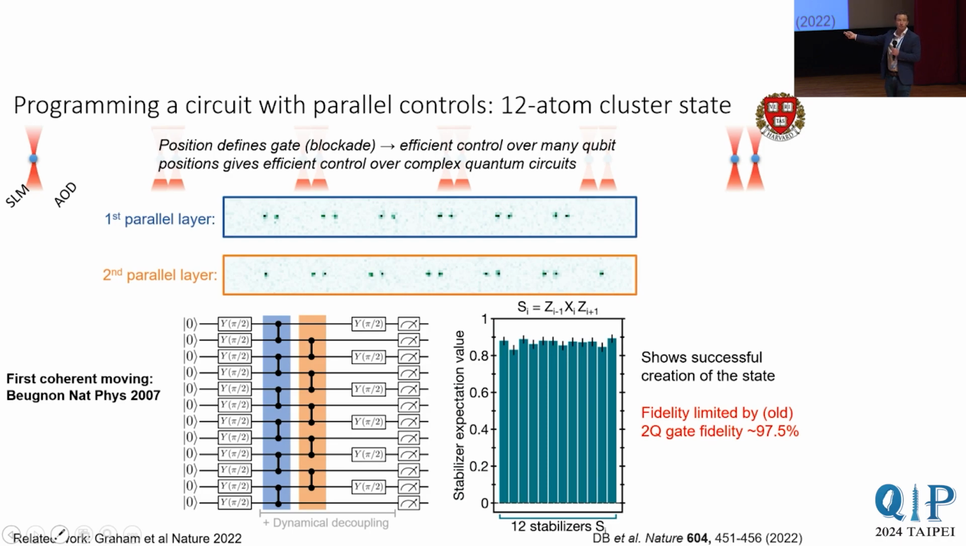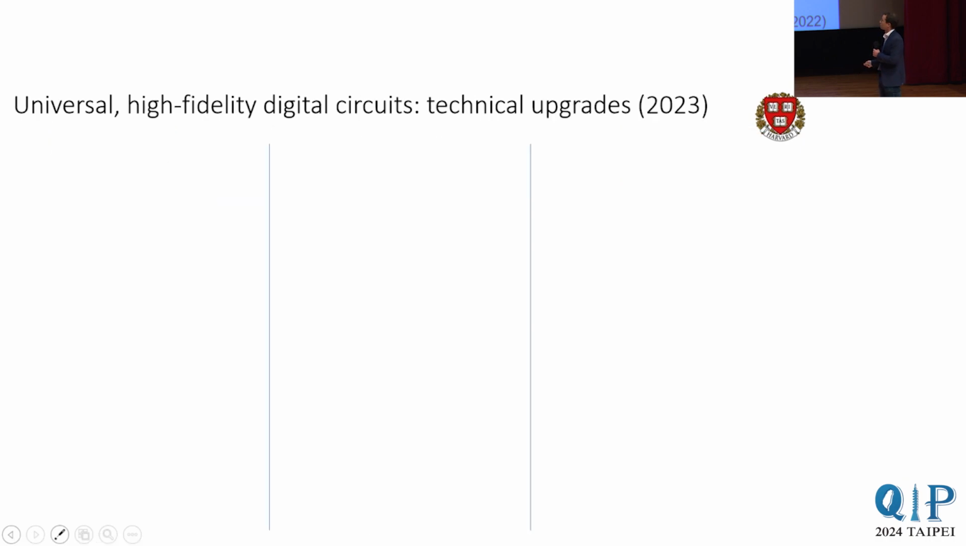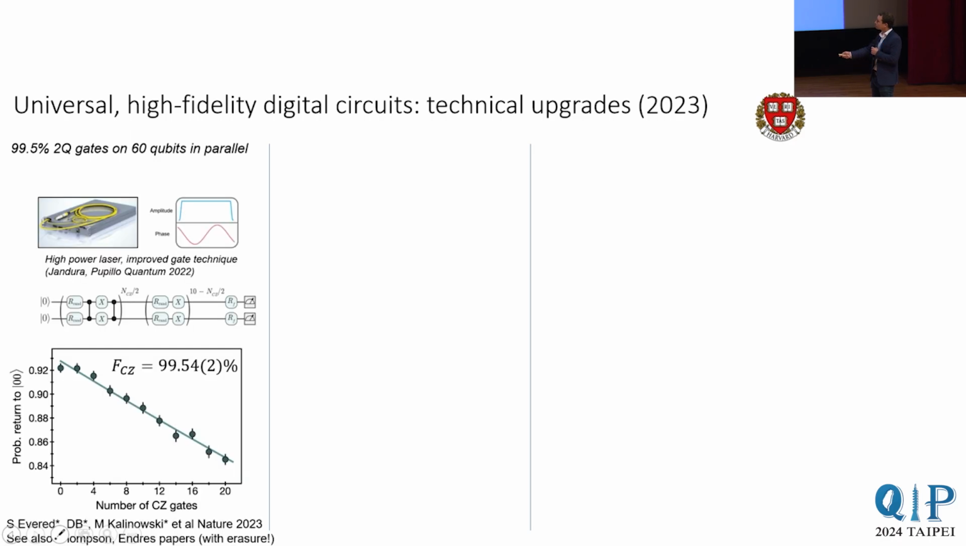Here, of course, you would like the stabilizers to be 1, and they're not because of decoherence. And in particular, the fidelity when we did these first experiments in 2022 was limited by our old 2-qubit gate fidelity of roughly 97.5%. We've made a variety of experimental improvements since then, particularly in 2023, toward doing high fidelity digital operation. And one aspect is that we now have roughly 99.5% fidelity 2-qubit gates on 60 qubits in parallel.